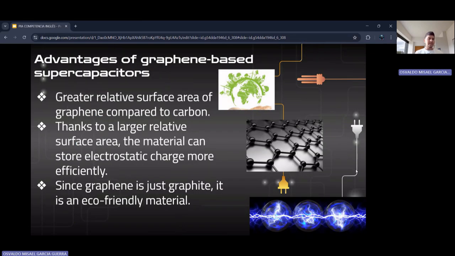Next, we have the advantages. Supercapacitors have a greater surface area with graphene compared to carbon, and thanks to this larger surface area, the material can store electrostatic charge more efficiently. Also, since graphene is derived from graphite, and therefore from carbon, it is an eco-friendly material.